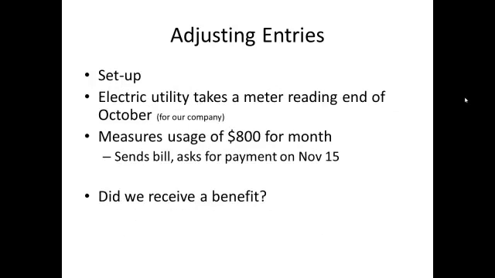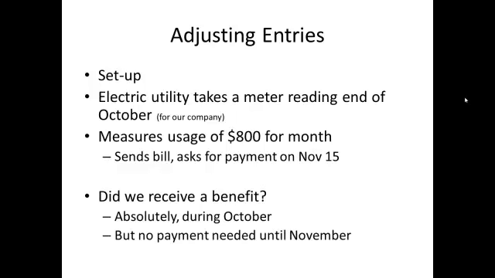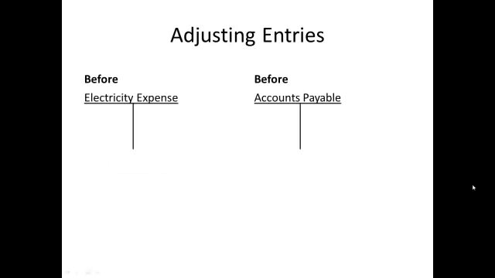So let's take an electric utility that takes a meter reading in October. It measures $800 of electricity usage for the month. It sends us a bill, and asks for payment on November 15th. First, did we receive a benefit during October? We sure have, but no payment is needed until November. So when do we record the entry? At month end, before an adjusting entry, we have no record of this transaction in our accounts.